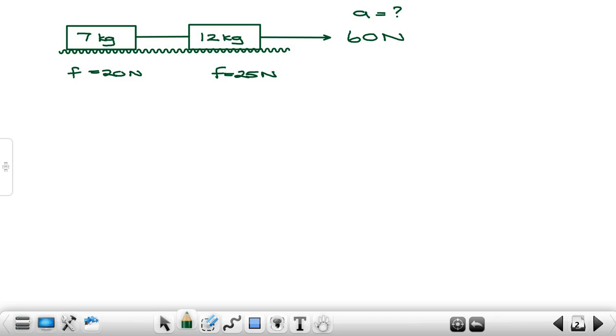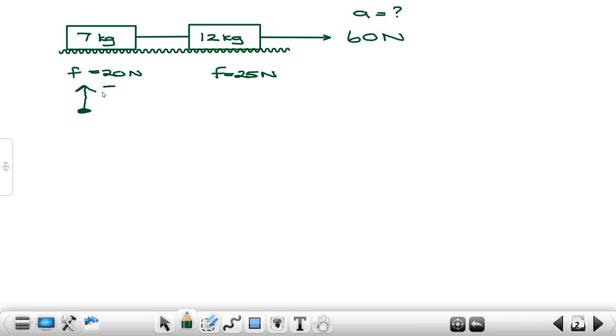Let's say we have two boxes. The first box is 7 kgs with a frictional force of 20 newtons. The second box that is pulling it is 12 kgs with a frictional force of 25, and the applied force on the 12 kg is 60 newton. So the first thing we need to look at is the free body diagram for each.